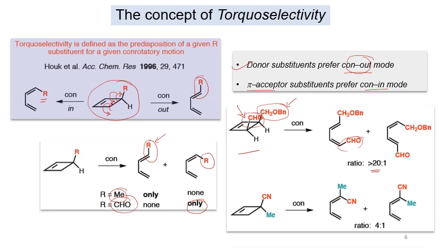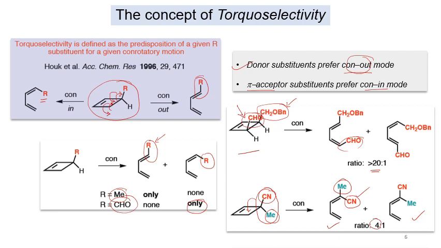This is a beautiful example of torquoselectivity. You can see one of the substituents is a donor. The other is a pi acceptor. The pi acceptor prefers to have a con-in mode. Therefore, you get this particular one as the major and this particular one as the minor. So this prefers the con-out, this prefers the con-in, and this predominates here.